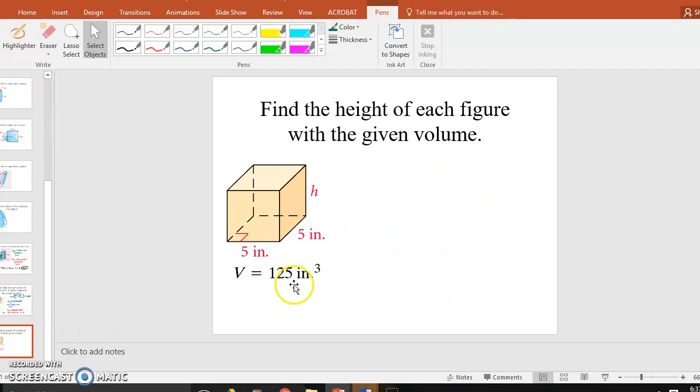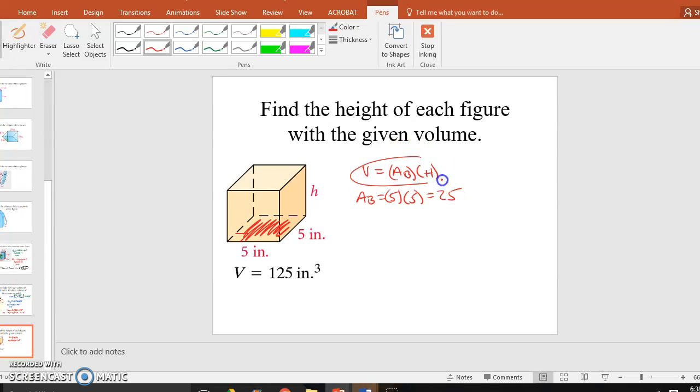Now this one says find the height of each figure with the given volume. They tell us the volume is 125 cubic inches. Remember, there's two ways we can do this. We know that the volume is the area of the base times the height. Right away, I can find the area of this base, because it's going to be 5 times 5, which is 25.